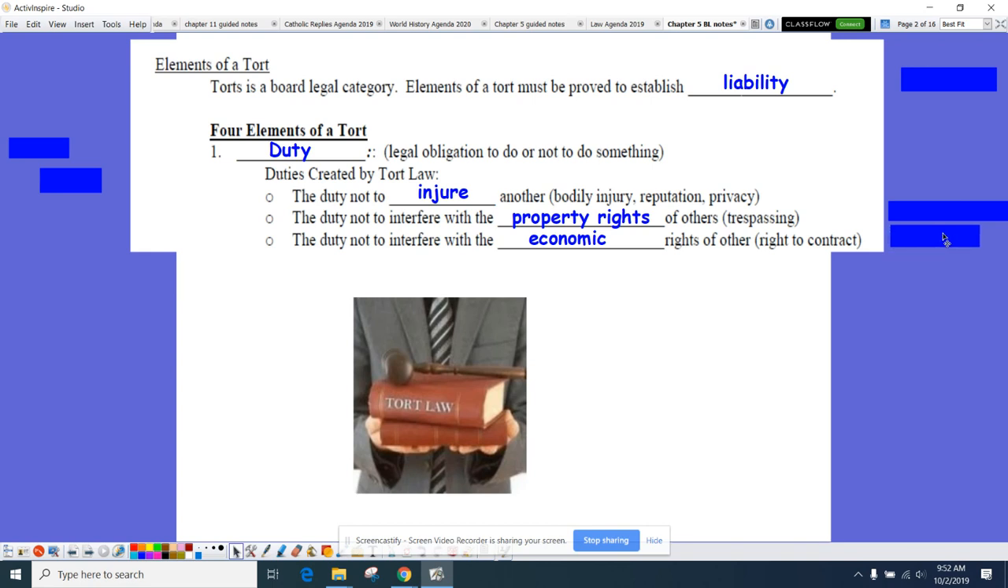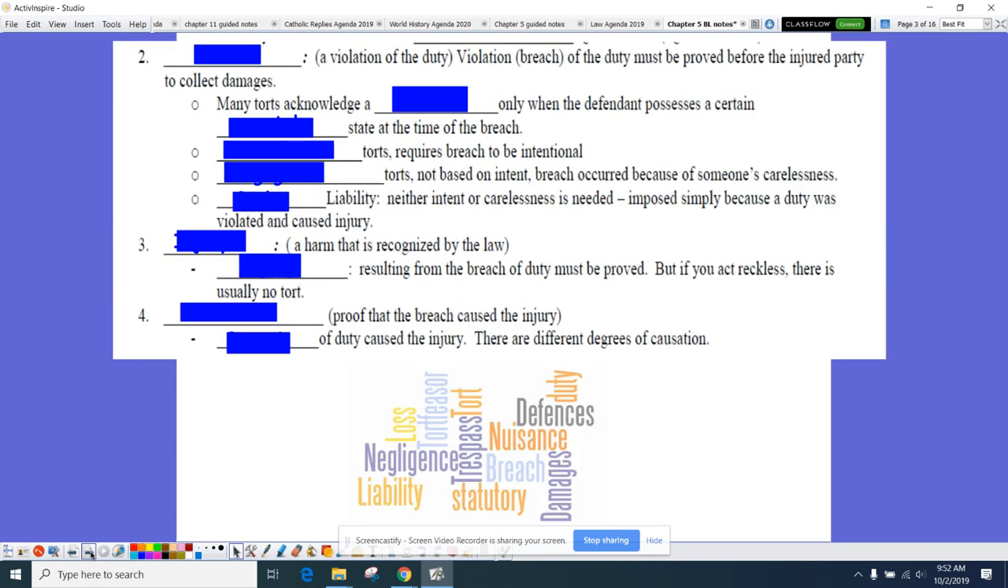So, if I have an individual who is wanting to purchase a car from me and another person comes in and tries to tell him not to, that would be interfering on my right to contract with another. And hence, I might have grounds for a lawsuit or a tort. Aside from duties, you have breach. This is a violation of a duty.